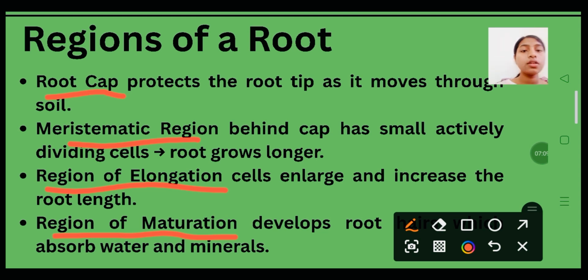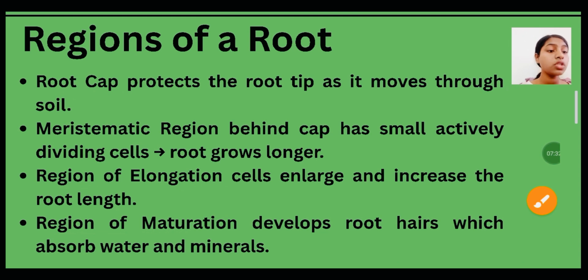So the root cap protects the root tip as it moves through soil, and the meristematic region behind the cap has small actively dividing cells, so the root grows longer. In the region of elongation, cells enlarge and increase the root length. And in the region of maturation, root hairs develop, which absorb water and minerals. Okay, so these are the regions of root.